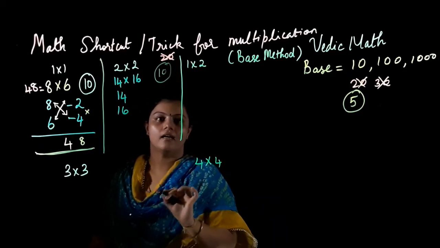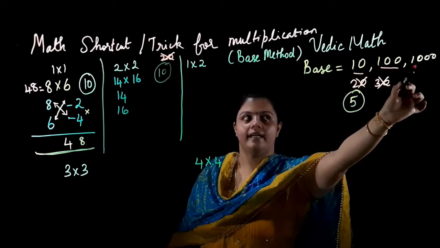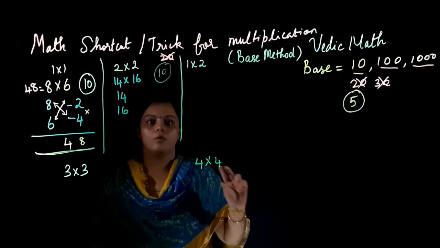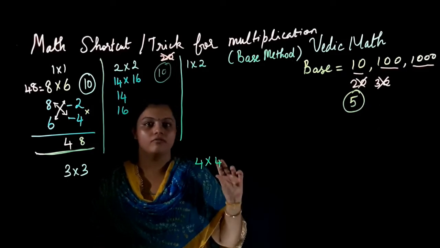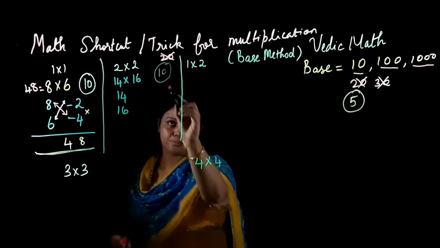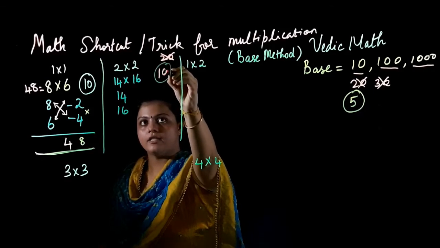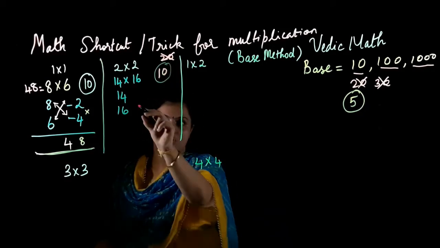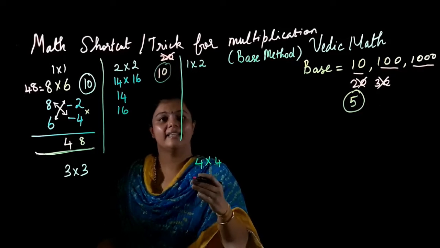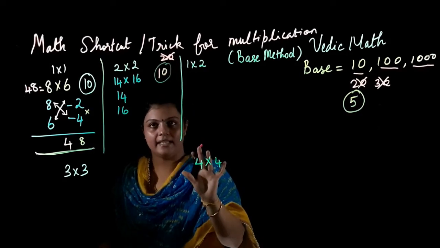I can take the base to be 10, yes, correct. 100, correct. Then I can take the base to be 1000. So it should be a proper base of 10. That is the rule for this method. So now my base is 10, 1 and 0. Alright, so 14: how much is it less than or greater than 10? This is the rule that we have to see. 14 is obviously greater than 10 by how much?